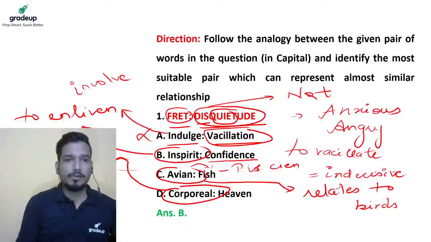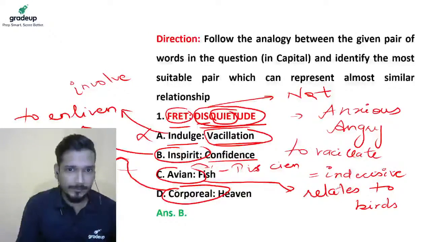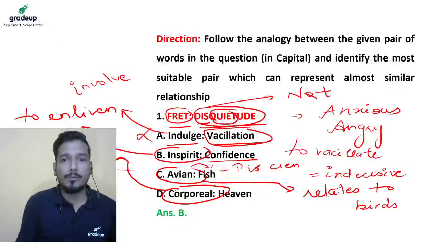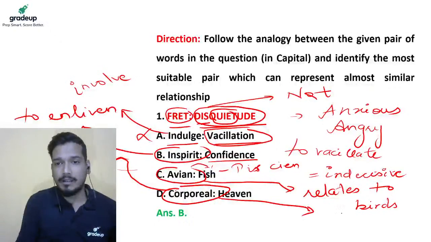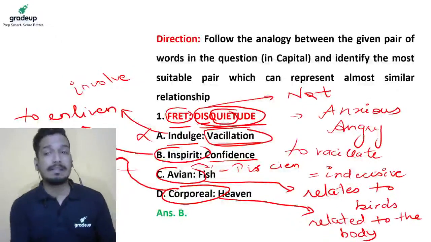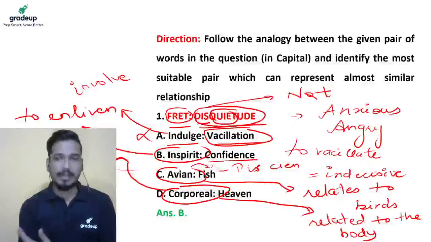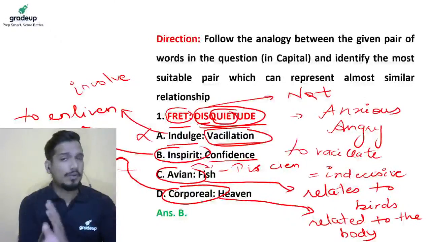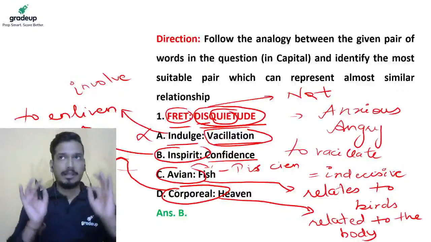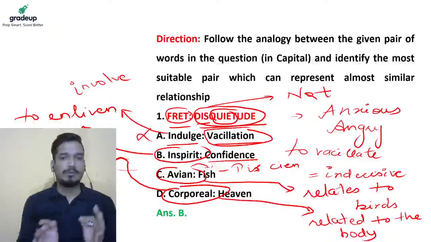Yeah. So what I was saying was this thing. Corporeal means that which relates to the body as opposed to the mind. So I can say corporeal diseases, right? So those diseases which are concerned with the body. So they are not synonymous, they are antonyms. In fact, these two words are perfect antonyms of each other.